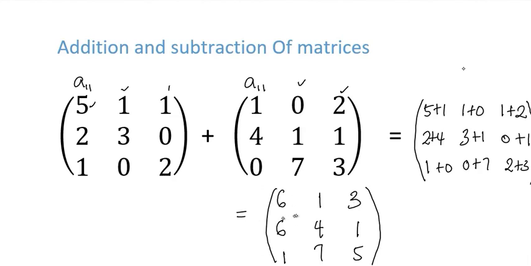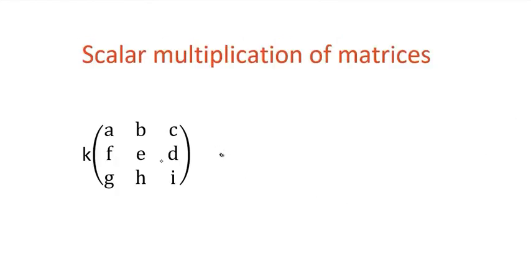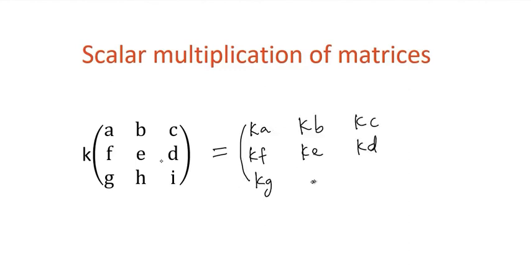If it is subtraction, it is done the same way; you just subtract the corresponding values. If we are to multiply this matrix by k, we just multiply every element inside, or every entry. So this matrix becomes ka, kb, kc, kg, kh, ki. Okay.